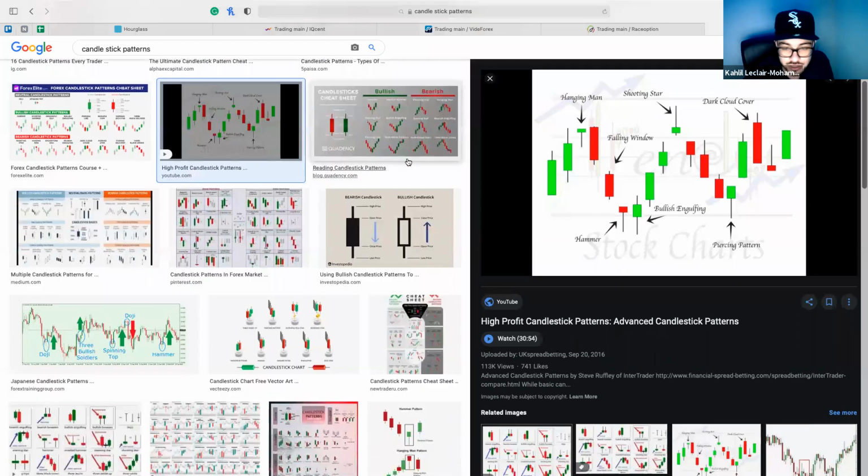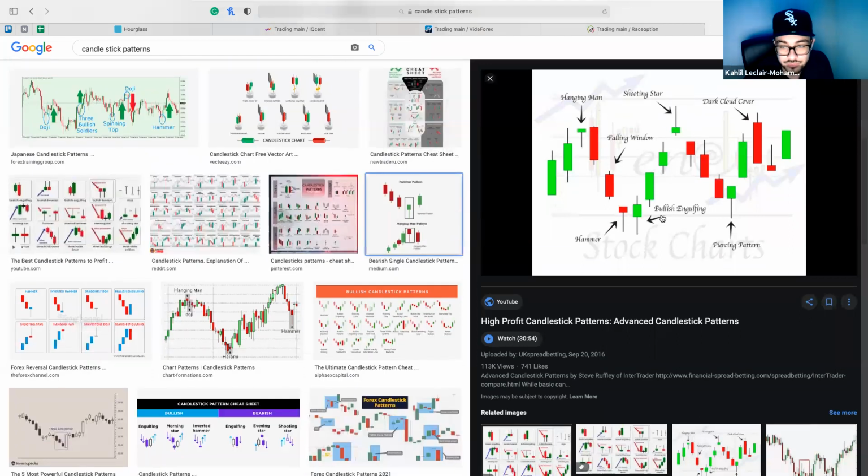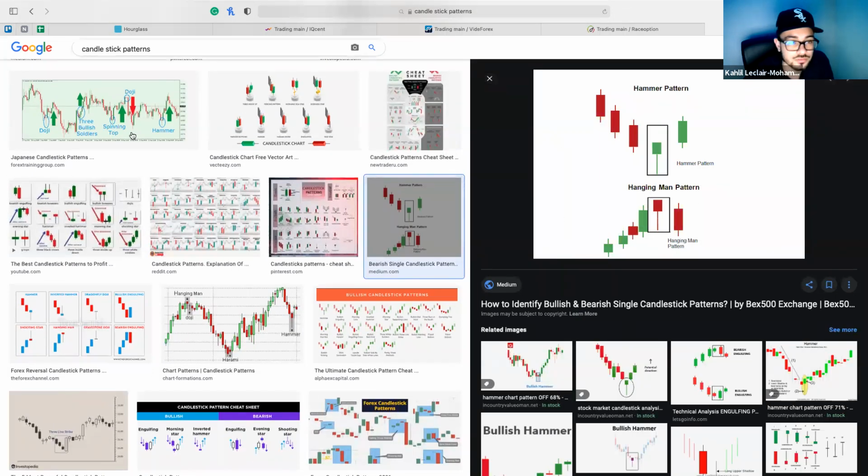Actually, is there a better example? Bingo, here's a better example. So where's my drawing tool at? Right here. Awesome. So as you can see, we're trading down, we're trading down, we're trading down. And then what happens? We slow down.